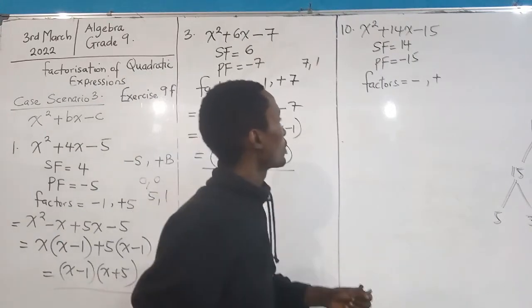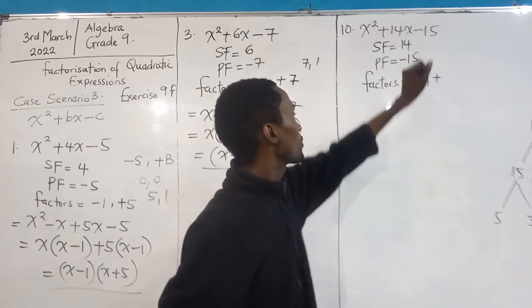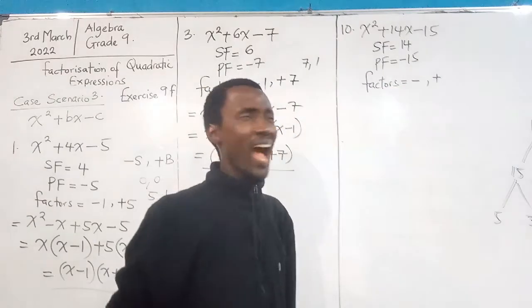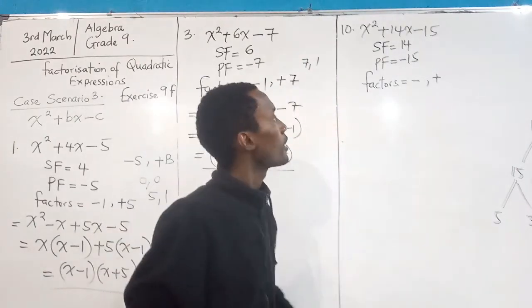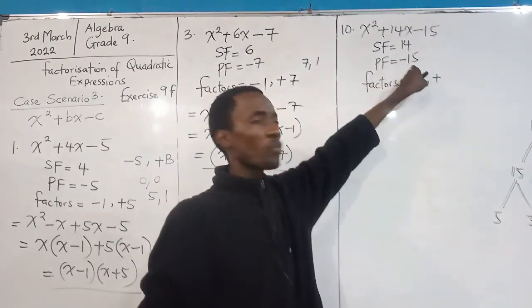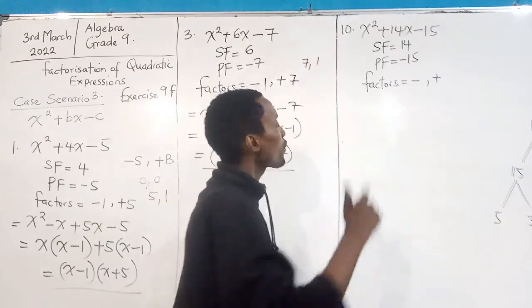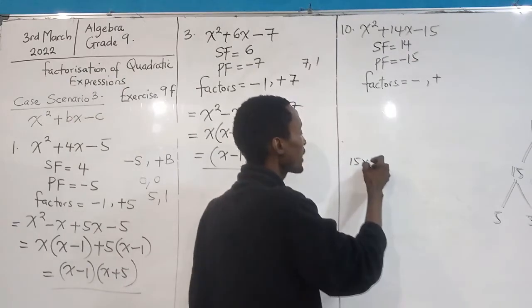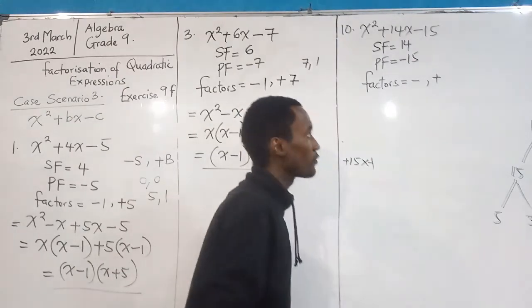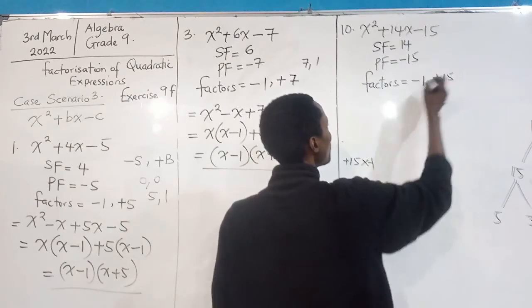Remember that we need a product of 15 and a sum of 14. Now there's another trick you can look at. 14 is close to 15. So if I were you, I would take 15 times 1, knowing that this will be negative and this will be positive. So that will be negative 1 and positive 15.